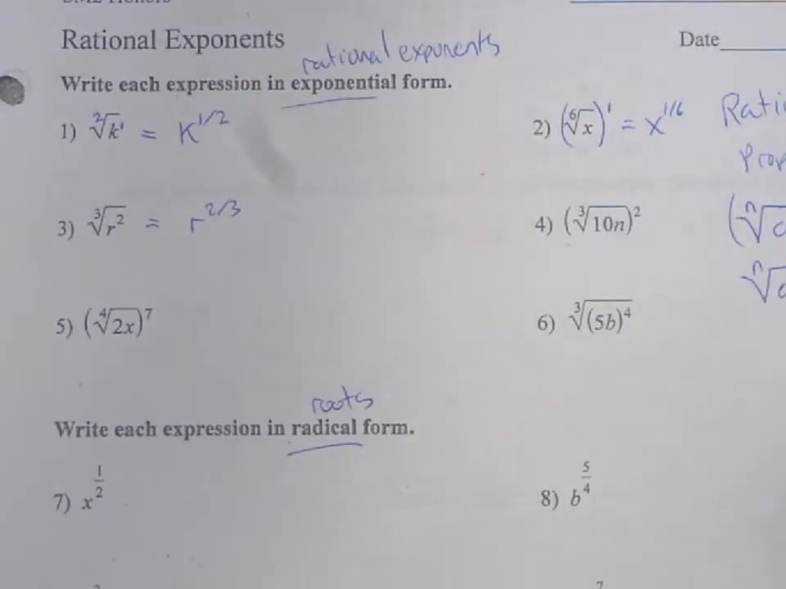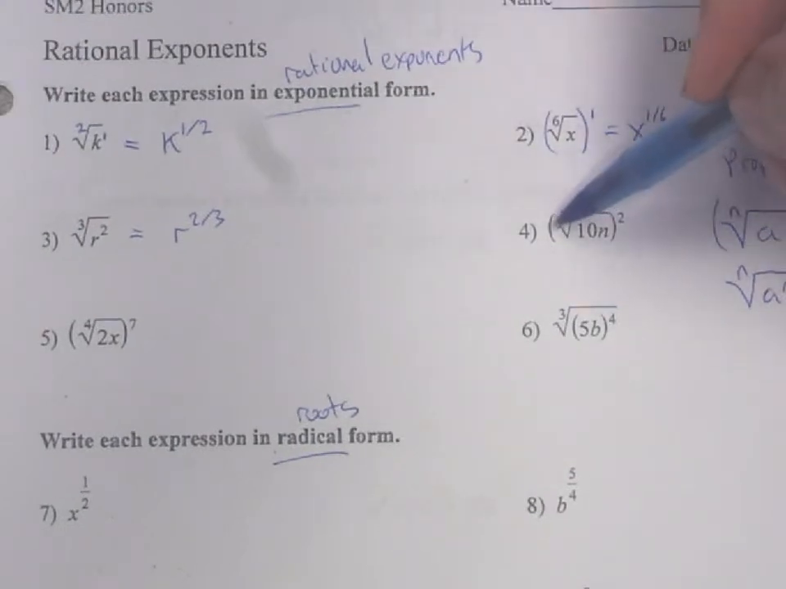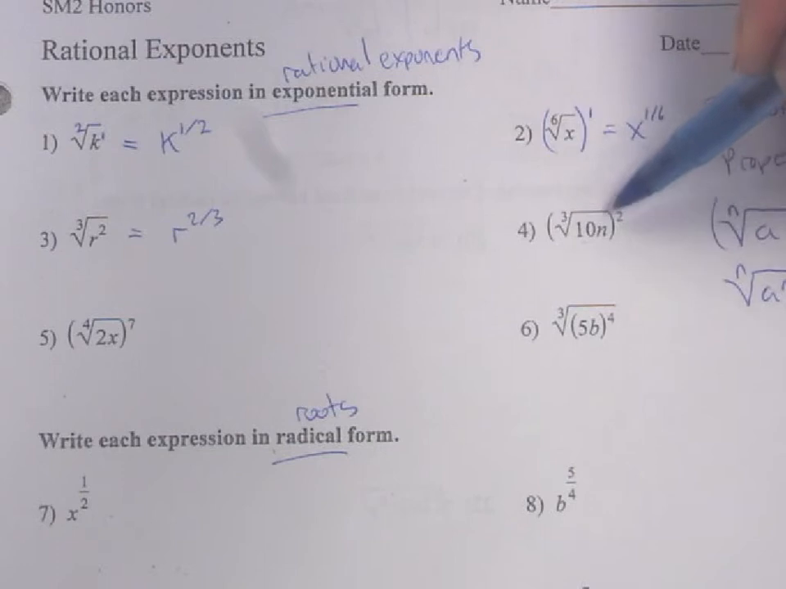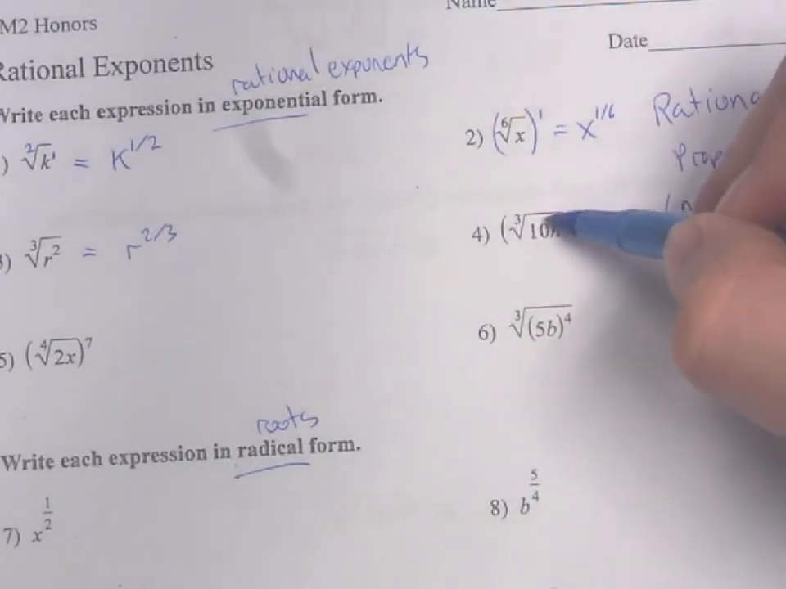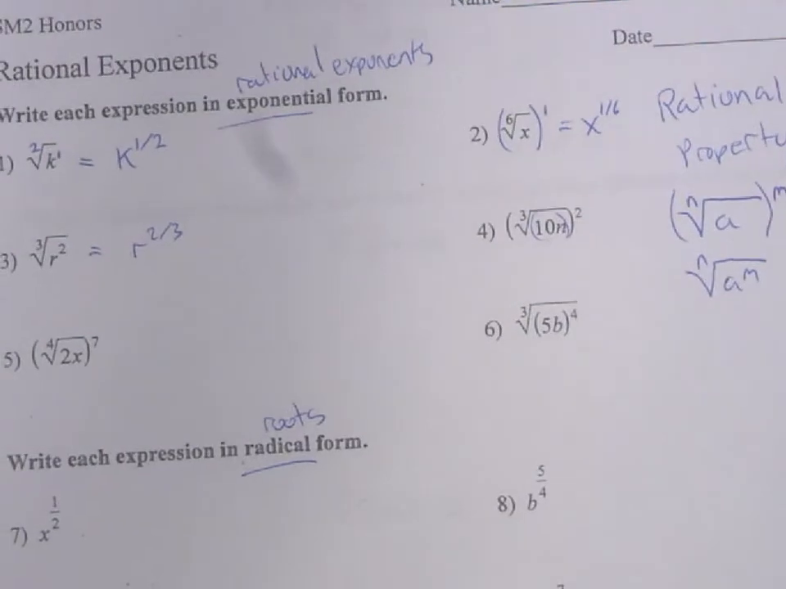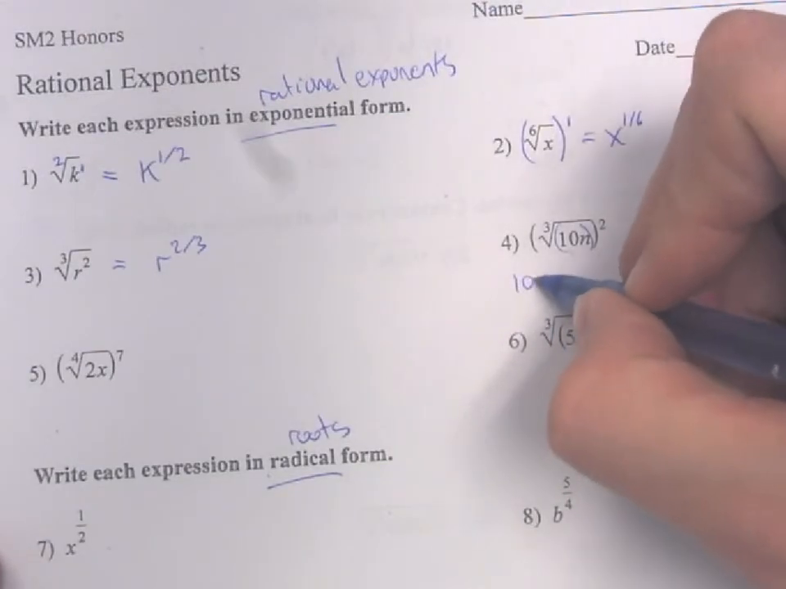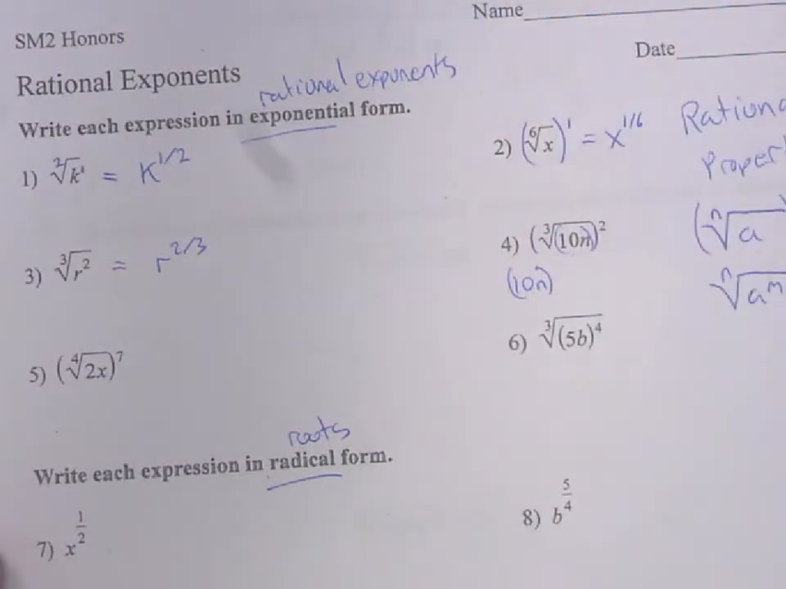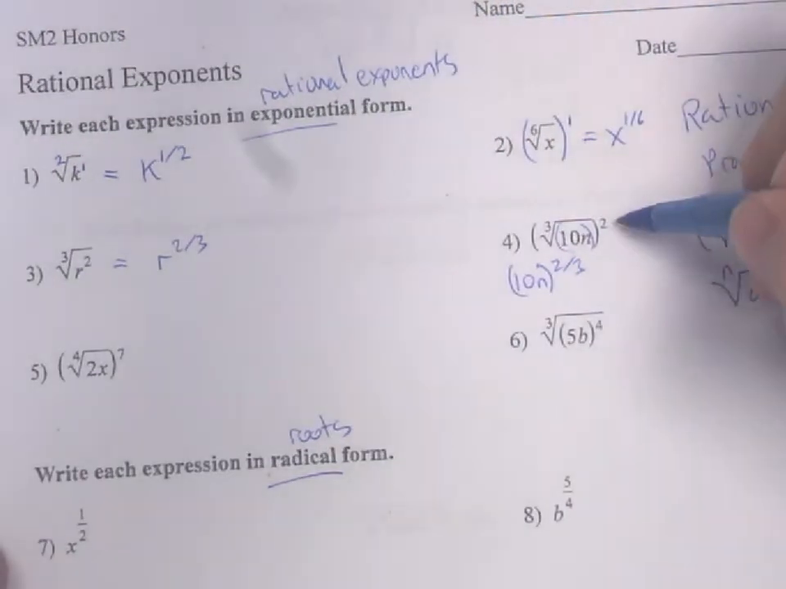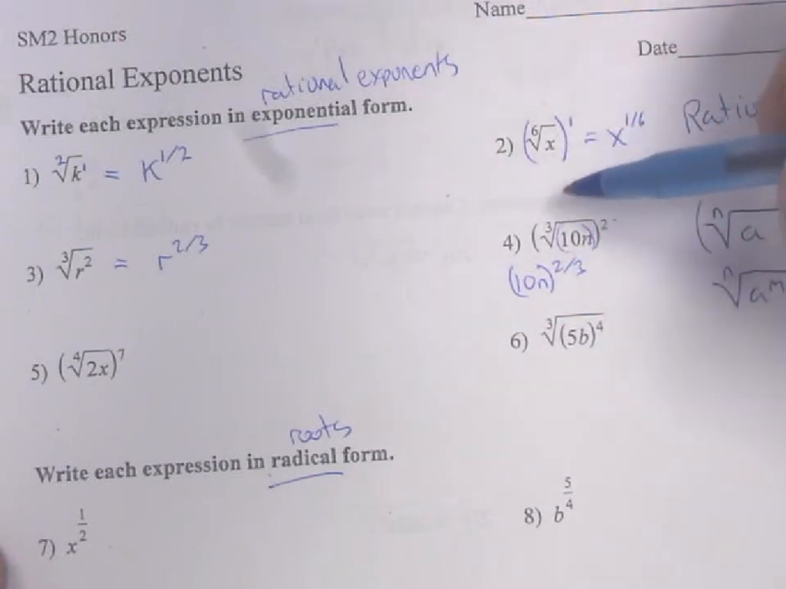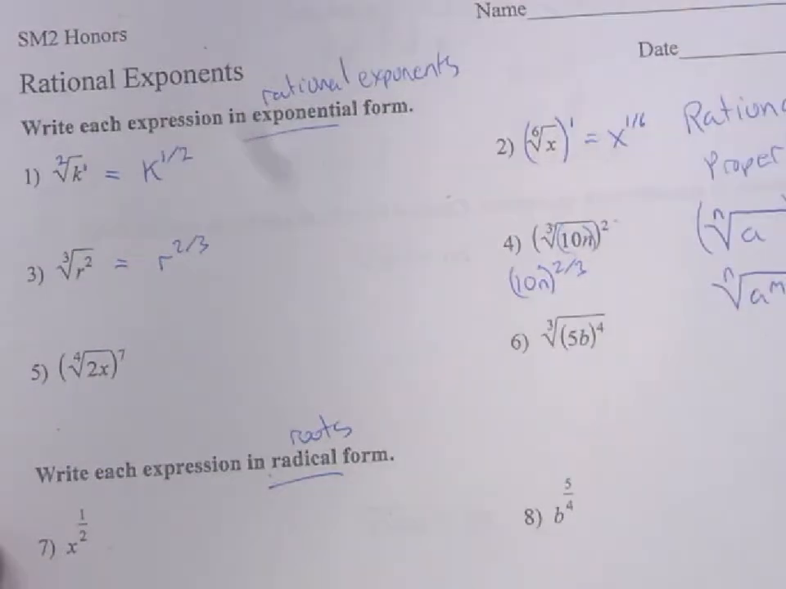Another thing to consider is that the radical, the symbol here, is a grouping symbol in and of itself. So when I'm taking the 3rd root of this stuff, it's almost like this is in a set of parentheses. So when I rewrite this, I'm going to have 10n as a product, and that's going to be raised to the 2/3 power.